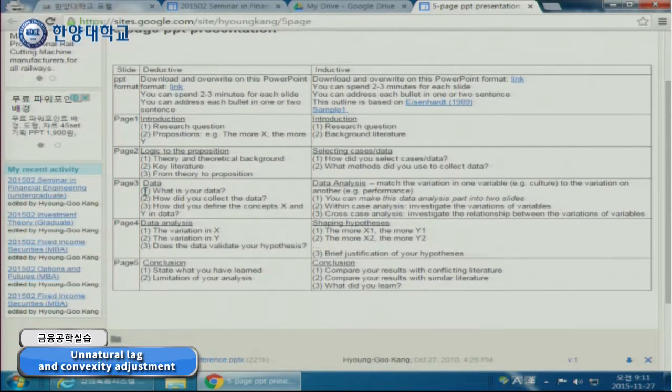Okay. Page 3 is data. Explain what your data is, how you collected the data, how you defined concept X and Y. Remember, your proposition is term X, term Y, so you have to define concept X and concept Y in the data. And in data analysis, you can show the variation in X, variation in Y, and tell whether your data validate your hypothesis.